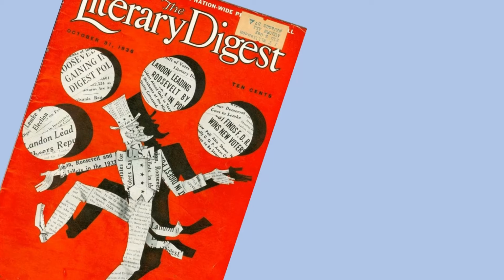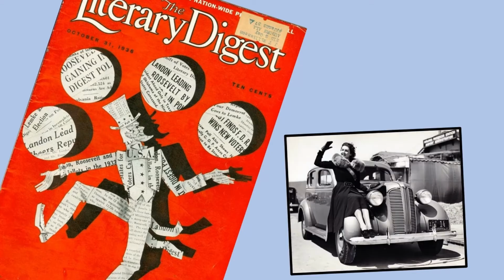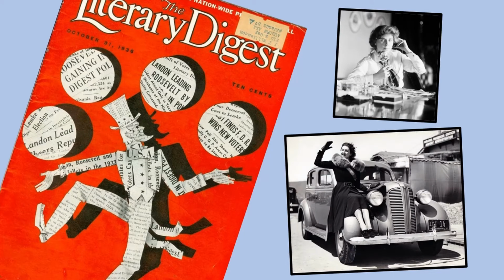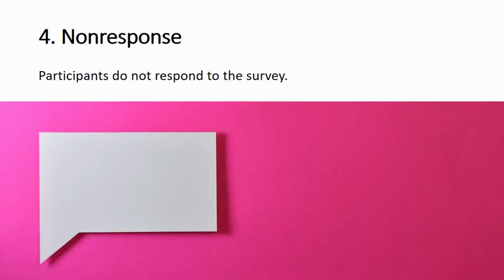The survey sample suffered from undercoverage of low-income voters. The survey relied on people who own cars and telephones. During the Great Depression, not everyone could afford a car or a telephone. These people tended to be more affluent. Low-income earners were left out of the survey.